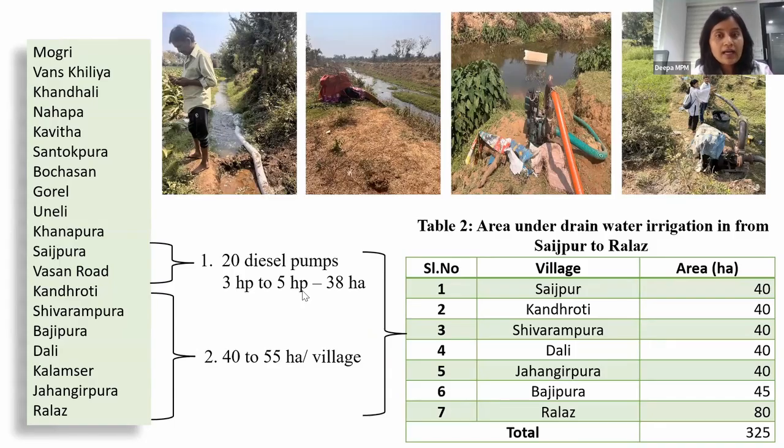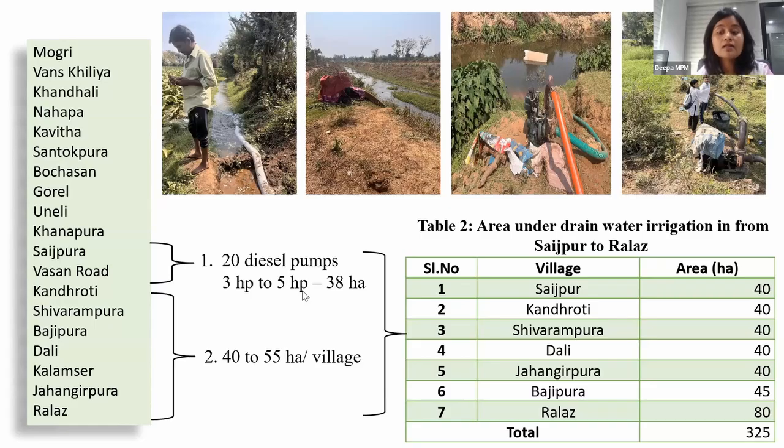Moving forward, I had no way to go along the drain, so I went into different villages as shown in the list. And I could get to know that a minimum of 40 hectares of area is under wastewater irrigation in these villages. I confirmed it with the district irrigation department in Petlar, where they gave me the information about Bajipur and Ralas villages.